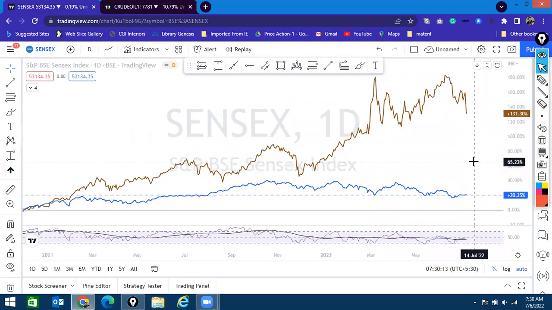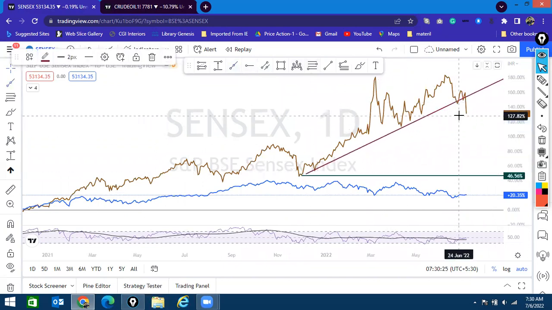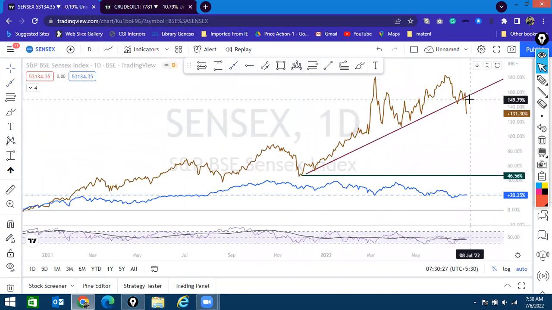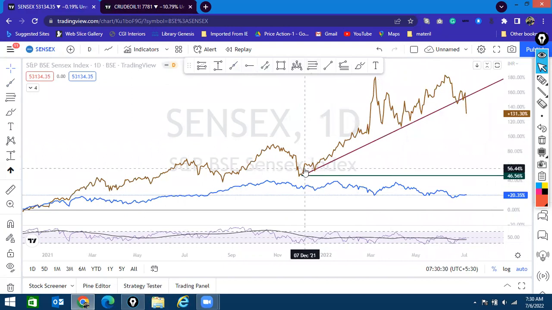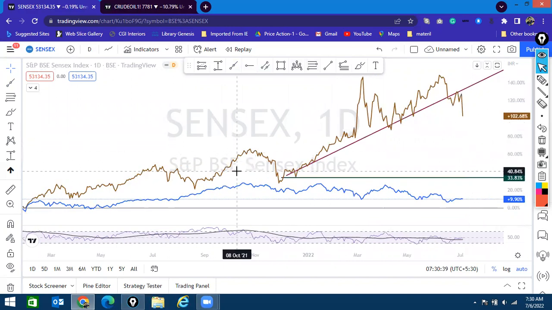And these both will collide at some point. Currently the difference is too much, so I feel that crude will ease for a while, as I draw a trend line from here. Crude has broken the important trend line since December 21. So almost a 7-8 month trend line is now removed, so we can see a major fall. And it's good for our market, like paint industries and many industries that are dependent on crude. Those industries will benefit from it.